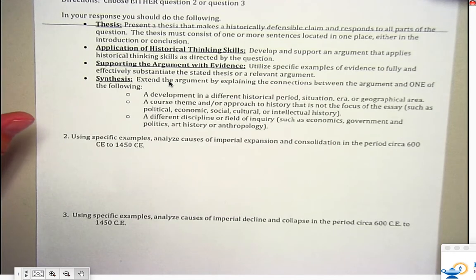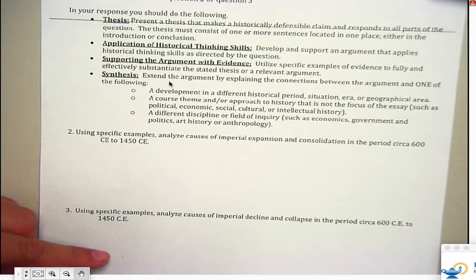What did we notice about the relationship between these 2 questions? What is the relationship, Jessica? Same time period. What else, Reed? Rise and then decline. They're inverse. So far in the 4 examples that I've seen of long answer questions, they're inverse of each other. So you can either go with the rise or you can go with the collapse.